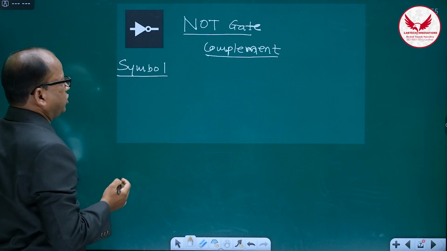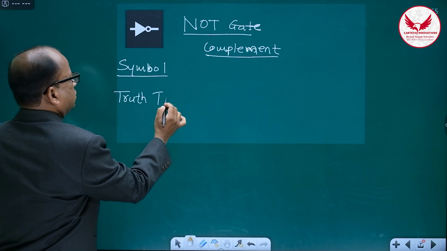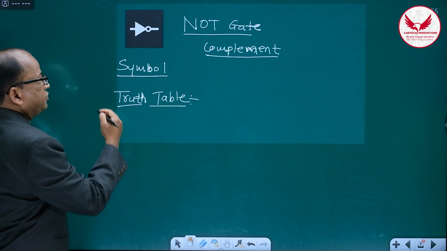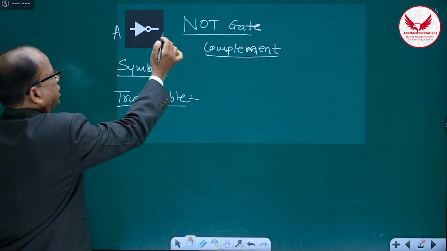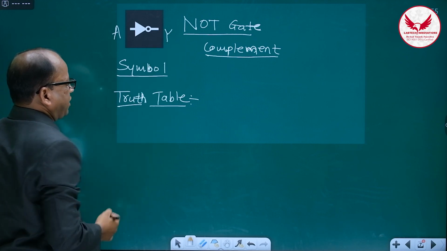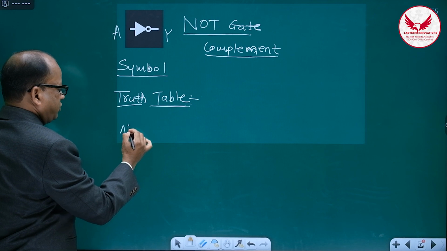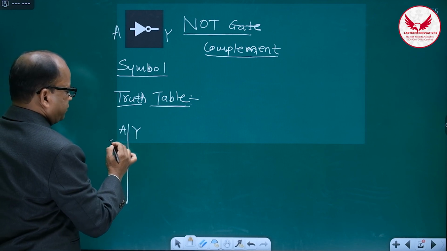This is the logic symbol of the NOT gate. The truth table of the NOT gate is like this. It has one input and only one output, that is Y. So here the A input is there, only one input, and the output is Y only.